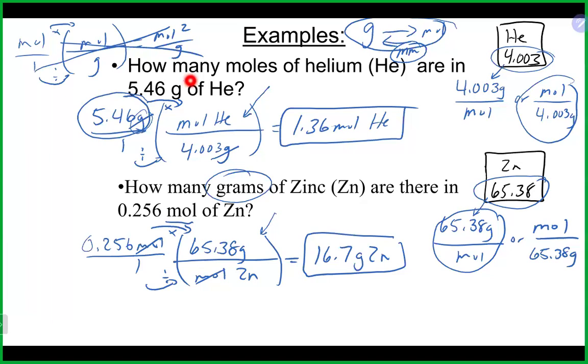So just like the previous one here, in 1 mole of zinc, it has about 65 grams. And here we have way less than a mole, right? So we have way less grams. We only have about 16 grams in this particular case. So again, that's what those numbers mean. Questions on that? All right.